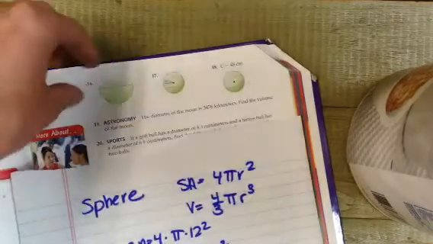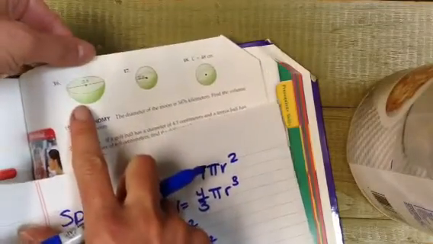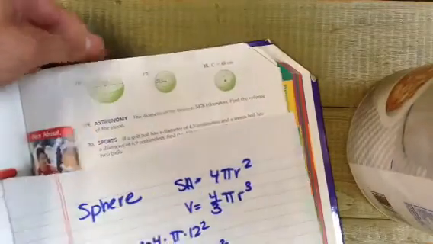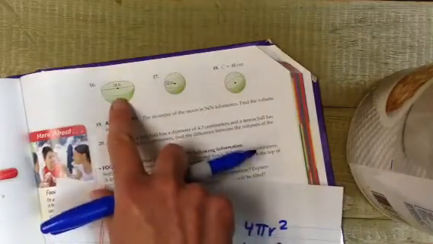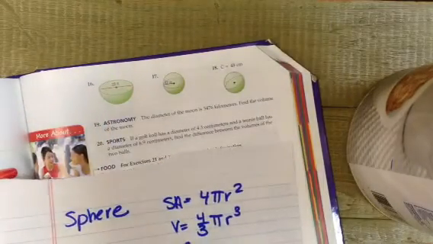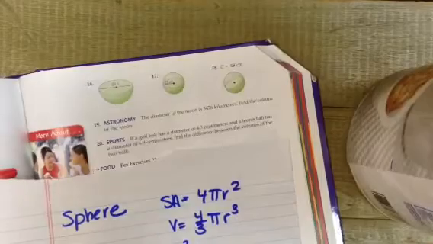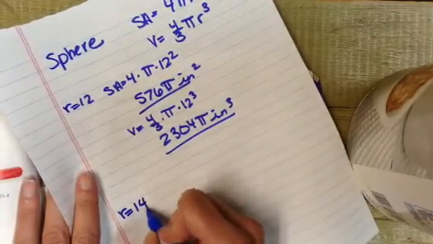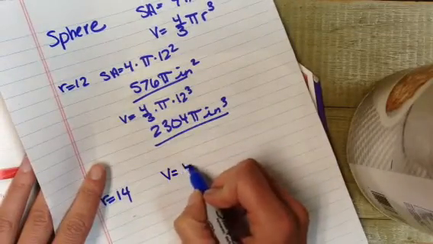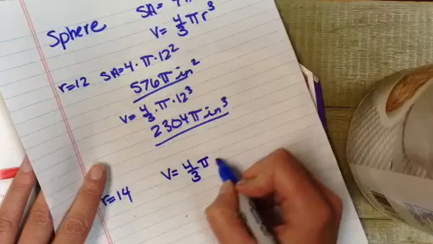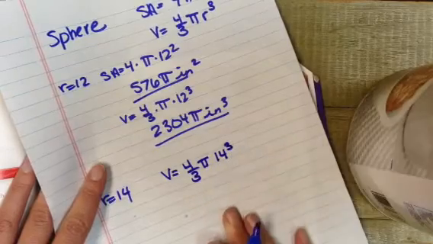We're now going to look at finding the surface area and volume of a hemisphere, which is half of a sphere. We'll start with volume. This volume's a little bit easier. So first of all, the diameter would be 28, and so that means our radius will be 14. And so for volume, we're going to do 4/3 pi 14 cubed.